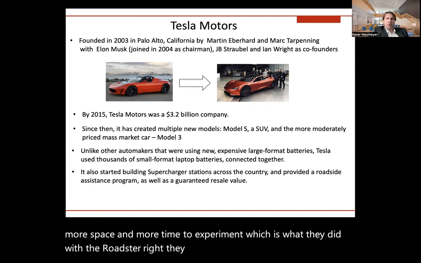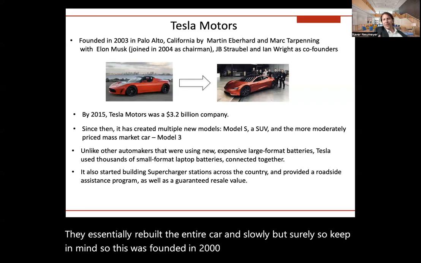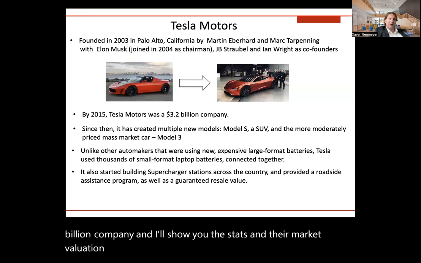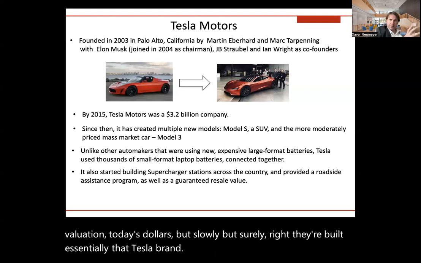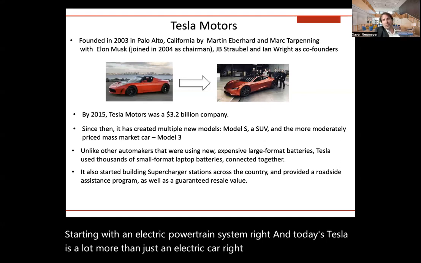They used an electric powertrain. They essentially rebuilt the entire car, and slowly but surely, so keep in mind, this was founded in 2003, and in 2015, Tesla was still a $3.2 billion company. I'll show you the stats and the market valuation in today's dollars. But slowly but surely, they built that Tesla brand, starting with that electric powertrain system, right? And today's Tesla is a lot more than just an electric car. It's essentially a driving computer.